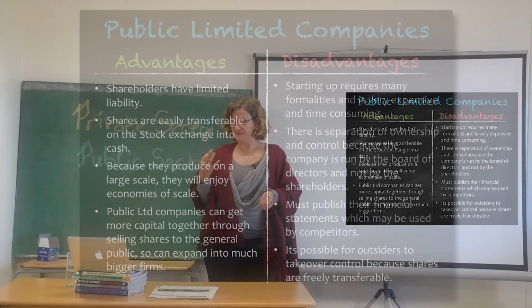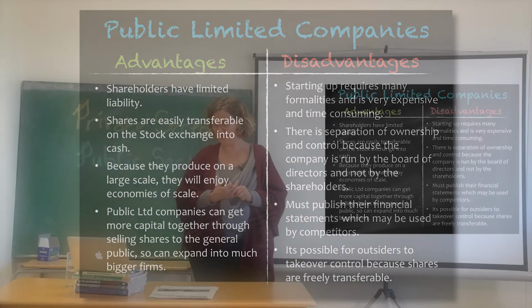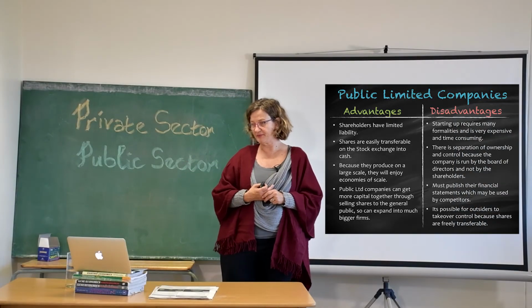Then, because they sometimes produce on large scale, as I said, or mostly produce in large scale, they have the benefit of economies of scale, which means their average cost can decrease the more they produce. Okay, the last point of the advantages of public limited companies is that they can get more capital together, because obviously, as you have seen, there's no limit to the amount of shareholders that can buy shares in this company.